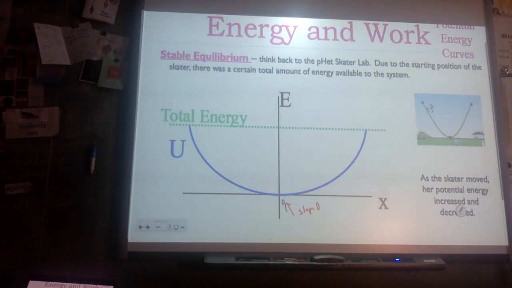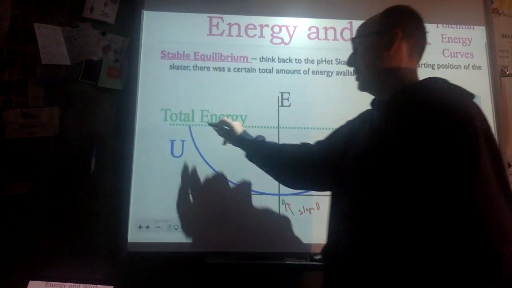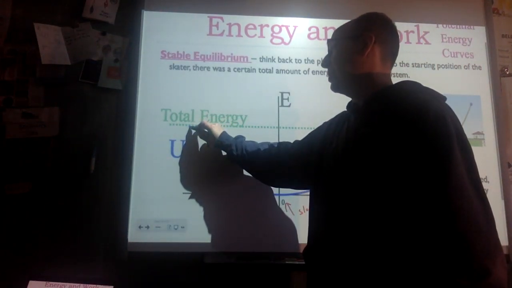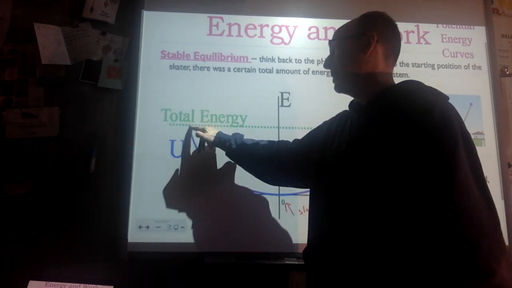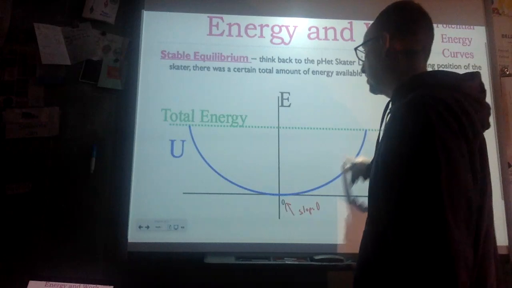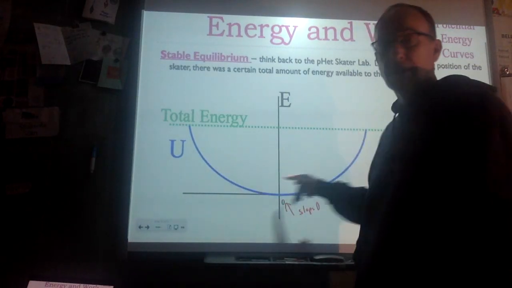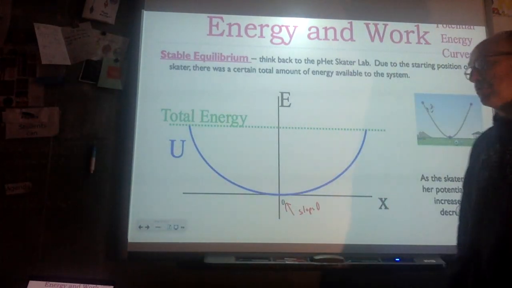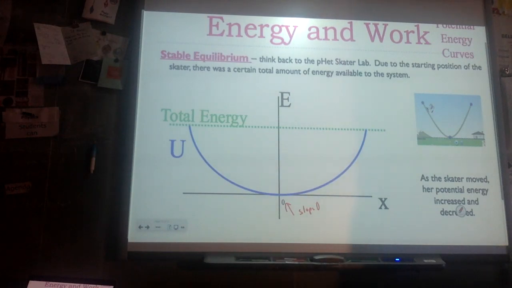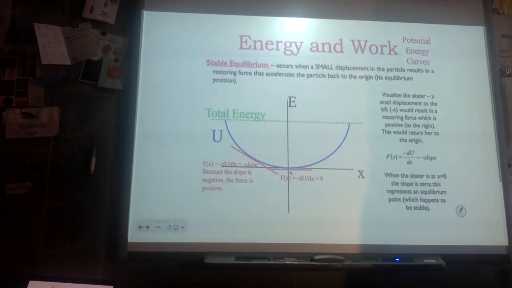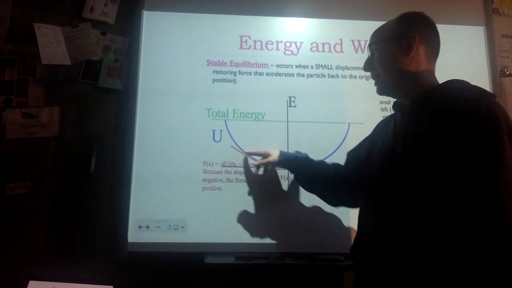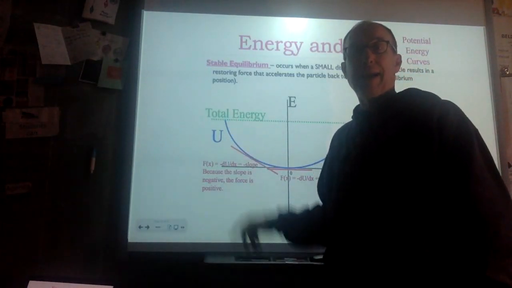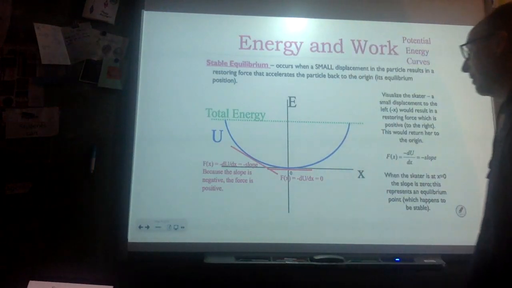And then if I have this amount of total energy and I were to release whatever this is, it would be able to stay in this without falling out of the system. That's what makes it stable. At any given point, if I want to get what the force is, I would take the slope and then I would take the negative of that value.